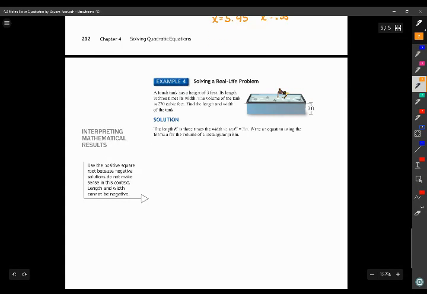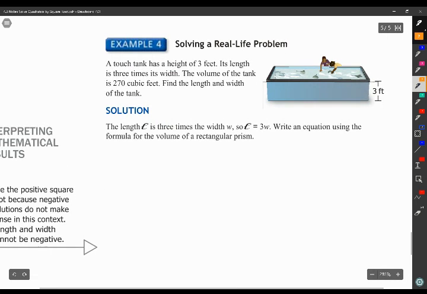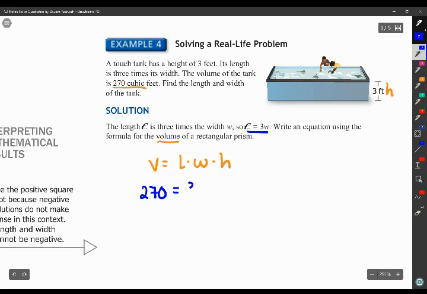Example 4 is just a real life problem. This is our height, and it talks about writing an equation for the volume. And what we have to remember is the volume of a rectangular prism is length times width times height. And it tells us what the volume is. And so we're just going to substitute in what we're given. And so we know that the volume is 270. We know that the length is 3W.